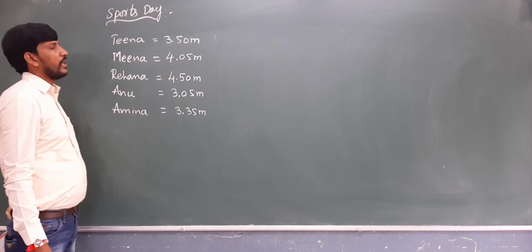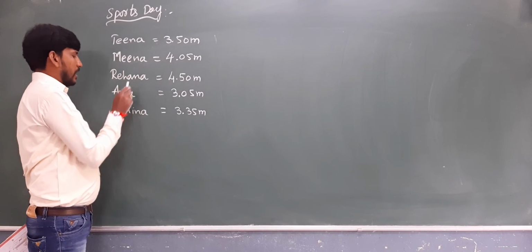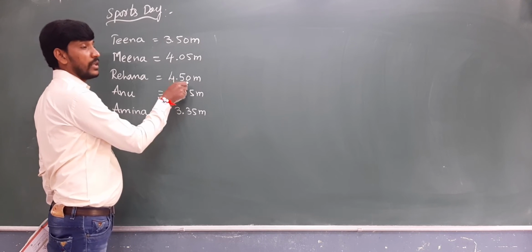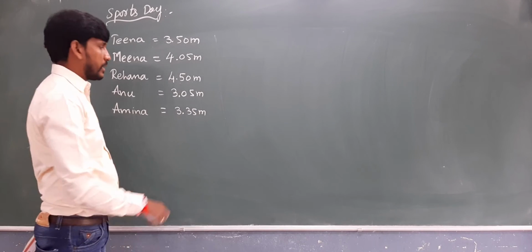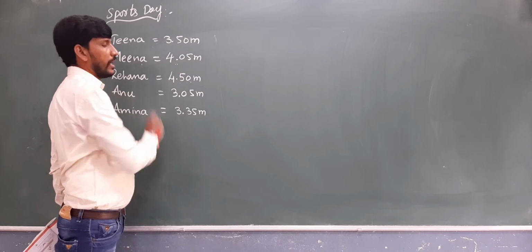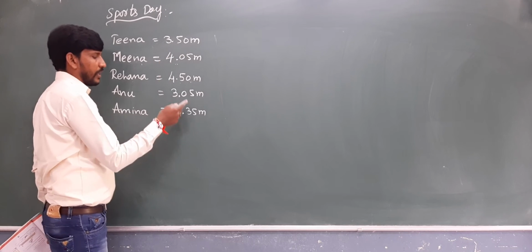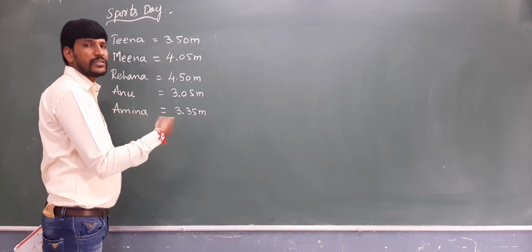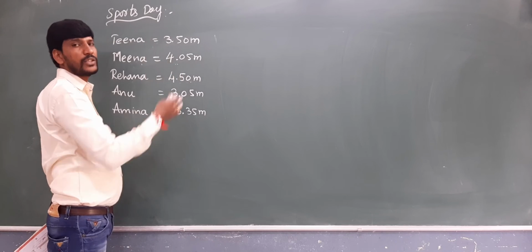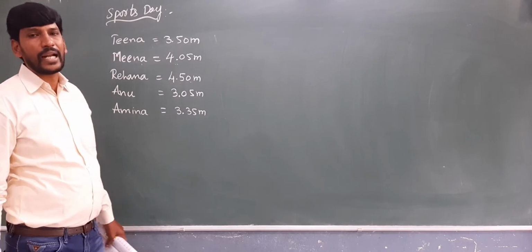Now observe these 5. Who is the first one here? Who will get the first prize? Tina, Meena, Rehana, Anu, Amina. Yes, Rehana, 4.50 meters. She jumped 4.50 meters, so she will get the first prize. Who is the next one? Automatically 4.05, that is Meena. Now the third prize, who is the third person? Either 3.50, 3.05, or 3.35. To compare these three, just remove the decimal and see 350, 305, 335. Out of these three values, which is the bigger value? 350, that is 3.50. So Tina will get third prize.